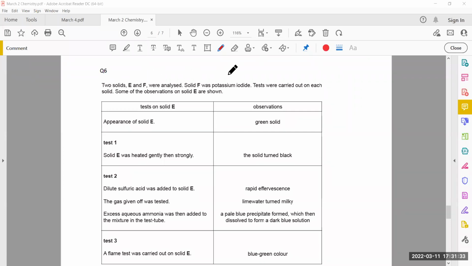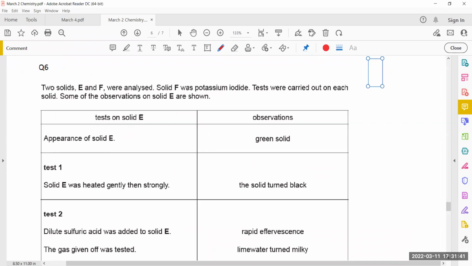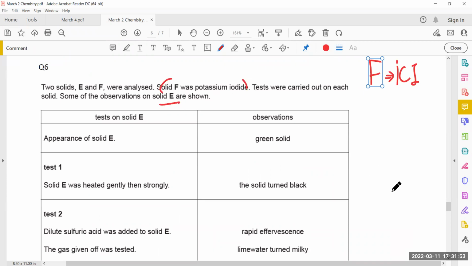Solid E and F were analyzed. Solid F was potassium iodide. Okay, F is potassium iodide, and then E, we do this test.